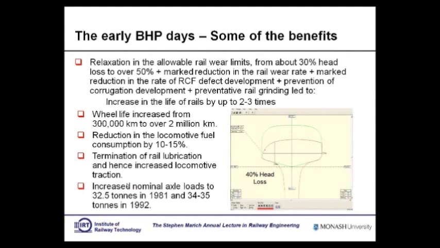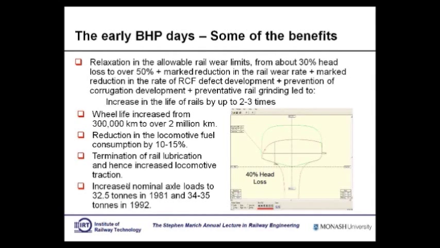Some of the benefits: we relaxed wear limits from about 30% to about 50%. We reduced the rail wear rate markedly. We reduced the fatigue defects. Corrugations became a thing of the past with the preventative grinding and so on. So by this time, we increased the rail life 2 to 3 times.